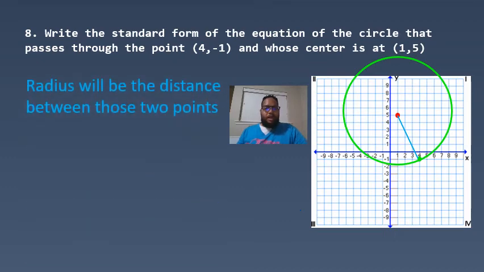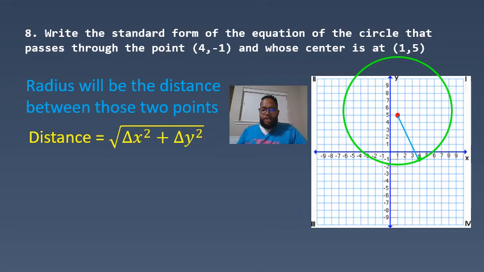So let's keep in mind that the radius will be the distance between those 2 points, and the distance formula is change in x squared plus change in y squared, all square rooted. So go ahead, see if you can figure it out from there. And don't worry if you don't understand, I got the answer coming up for you. Ready, set, pause.